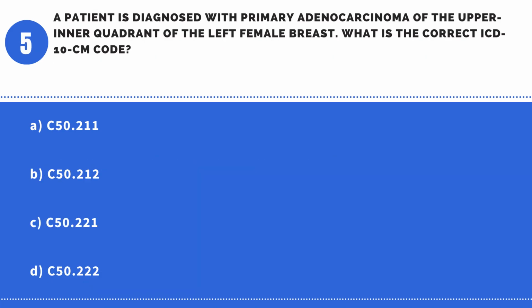Question 5. A patient is diagnosed with primary adenocarcinoma of the upper inner quadrant of the left female breast. What is the correct ICD-10-CM code? A. C50.211. B. C50.212. C. C50.221. D. C50.222.